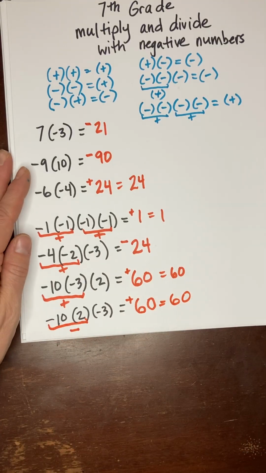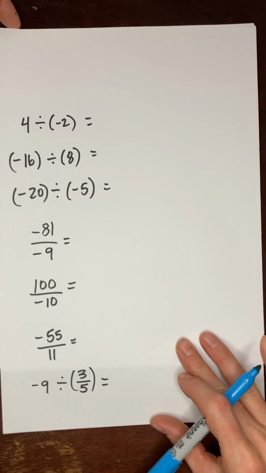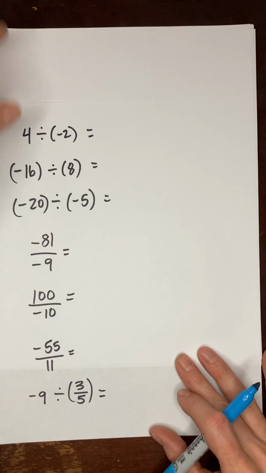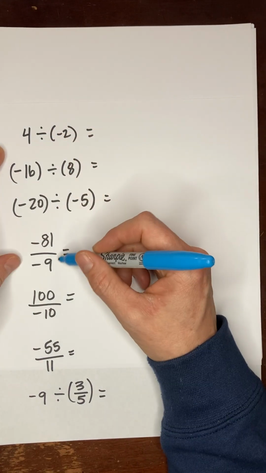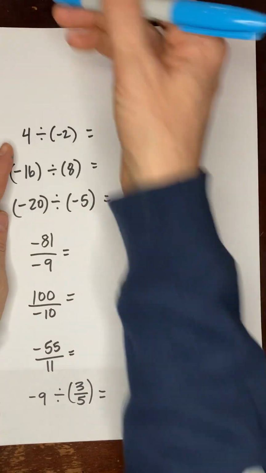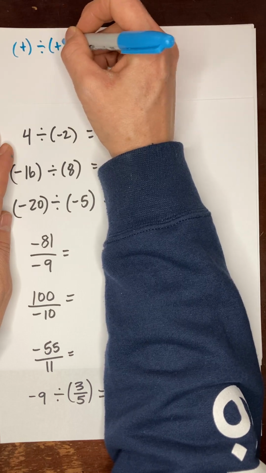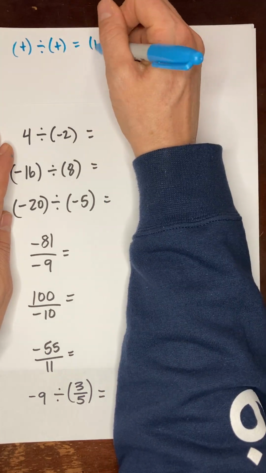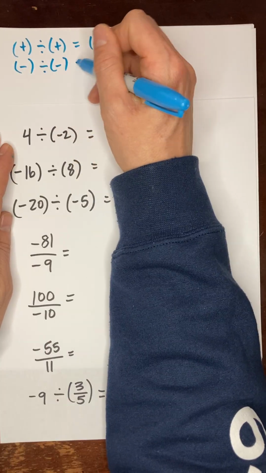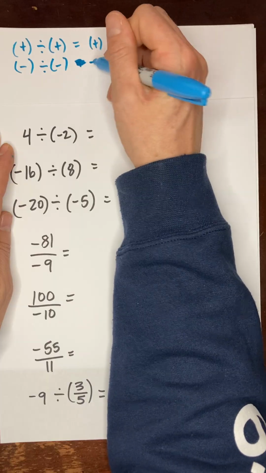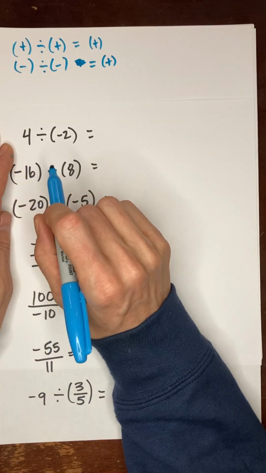Let's go ahead and look at division. The cool thing about division is that the rules are exactly the same as for multiplication. So let's go ahead and write them down. Whether your division sign looks like this or it looks like a fraction, it does not change the rules. If I have a plus divided by a plus, that's our same old math we've always done. That's always going to be a plus. If I've got a minus divided by a minus, my answer is equal to a plus as well. So we've got two negatives, we're going to have a positive answer.